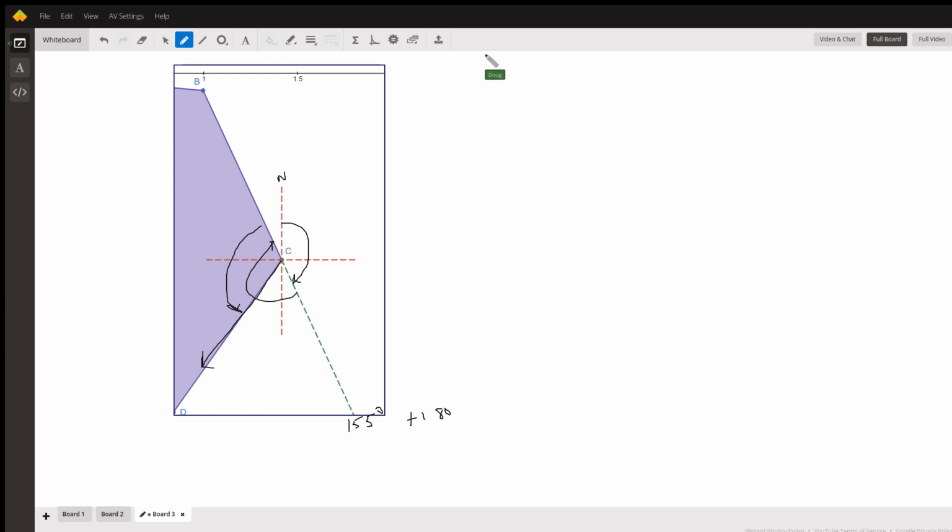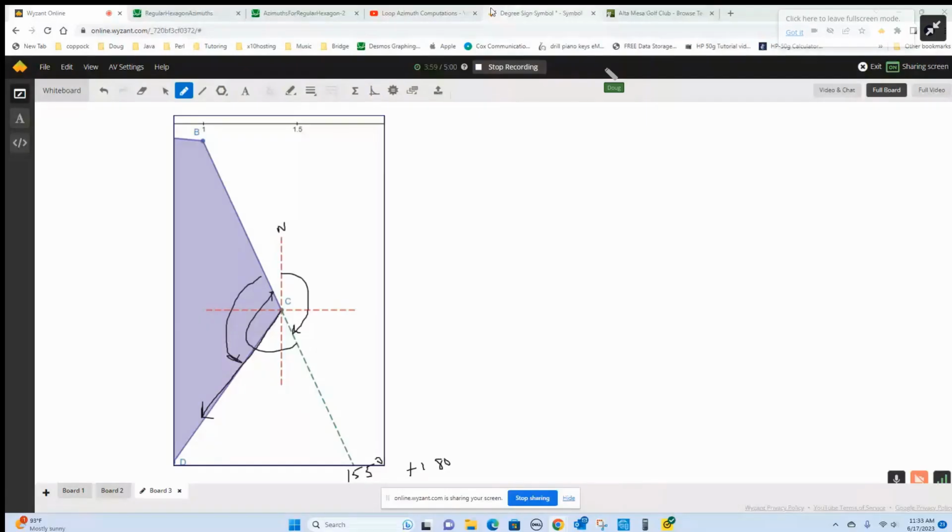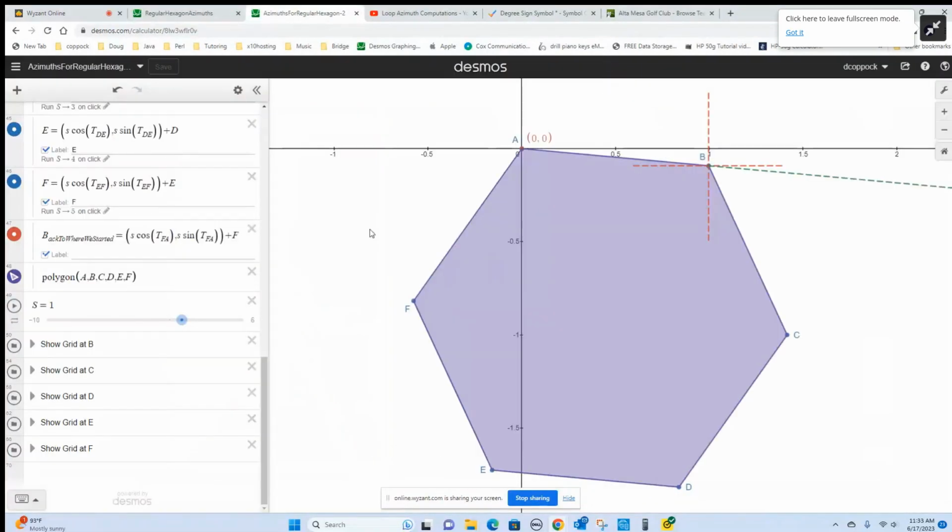Okay. Now I'm going to share my screen and show you where I got all this stuff. Entire screen. Share. Here is the hexagon. And if I click on point A, we get rid of the grid. So you can click on each of these vertices to display the grid at that point. Here's the grid on D.